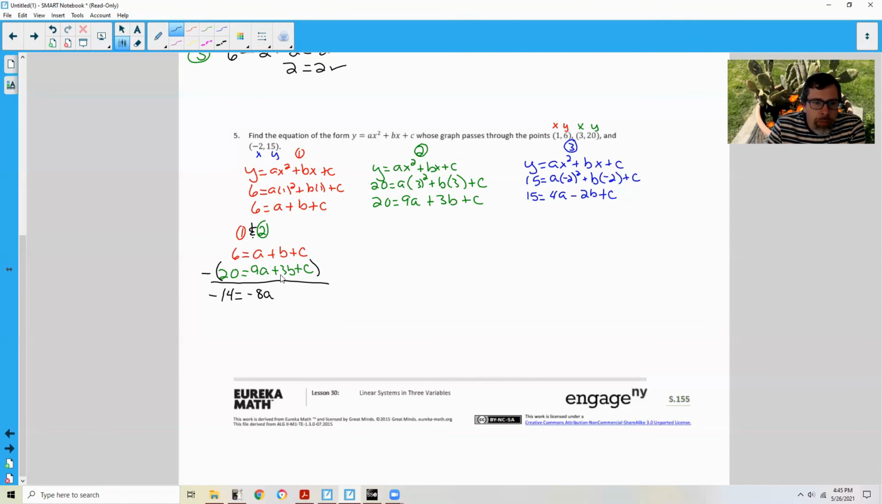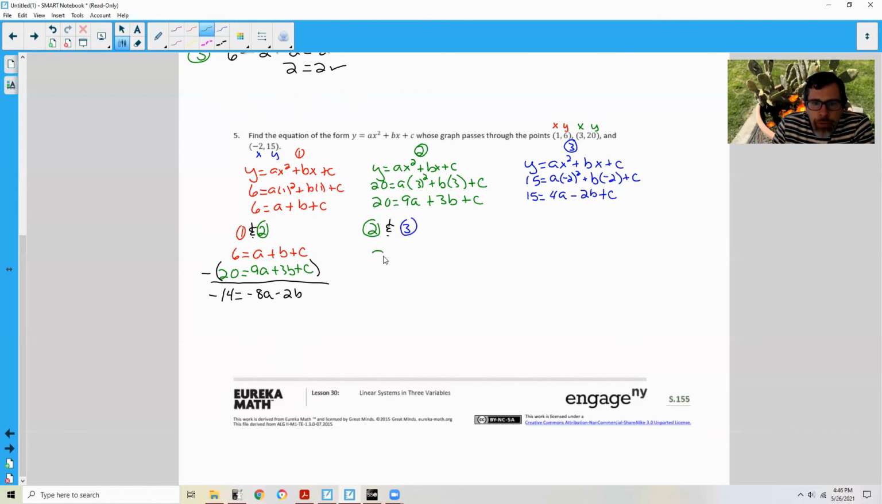1b minus 3b is negative 2b. c minus c is 0. So now I have an equation in just terms of a and b, and I'm now going to look at equations 2 and 3 and do the same thing. So here I will do 2 and 3.